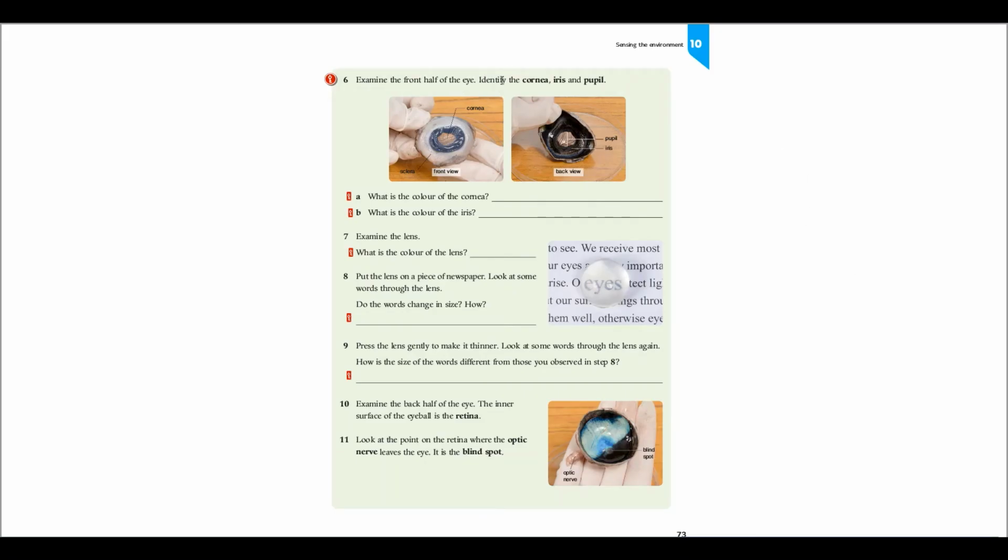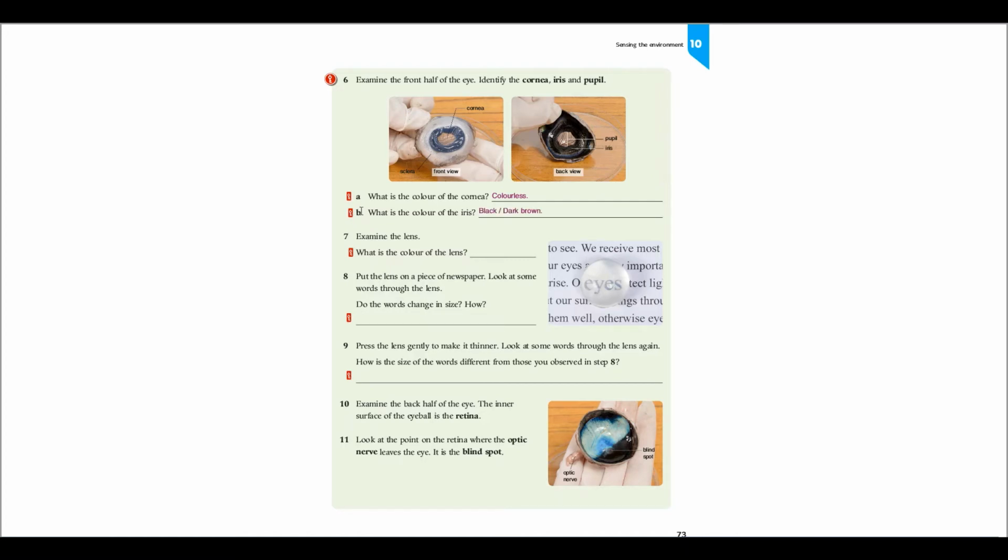Identify the cornea, iris, and pupil. The cornea is exactly the one that he cuts across diagonally, and then he flips open four pieces of colorless thing. That colorless transparent thing is the cornea. So for the cornea, the color should be colorless. And the iris refers to the black substance found in the eyeball. So the black thing is actually the iris.